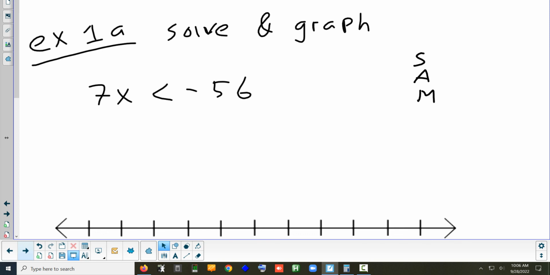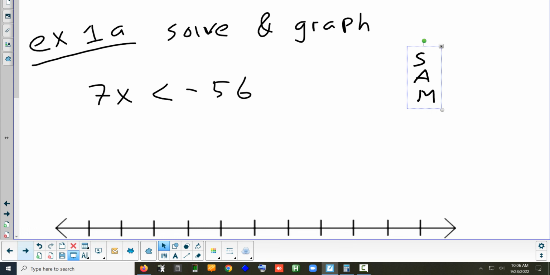Just to put this in context, we're still doing SAM, but a lot of these steps aren't going to be in the problem. You will not have to do simplify in this problem. There's no parentheses, there's no like terms. You're not going to have to do adding and subtracting in this problem. We did that yesterday. The only thing this problem is going to have is either multiplying or dividing.